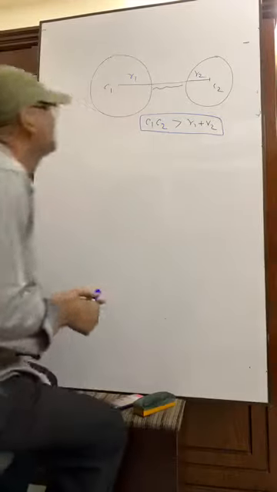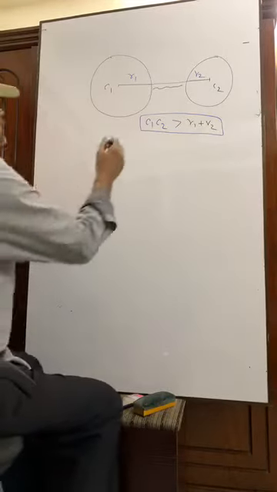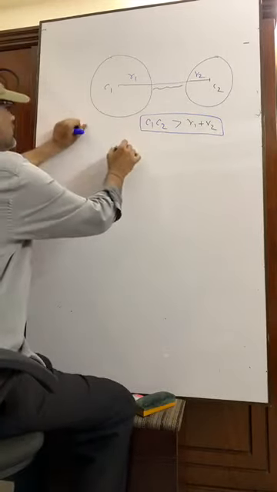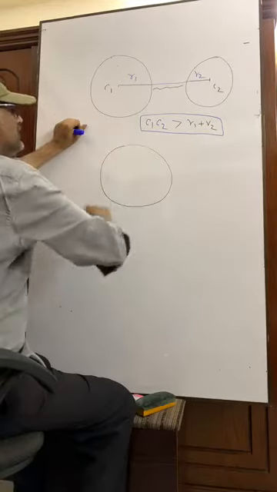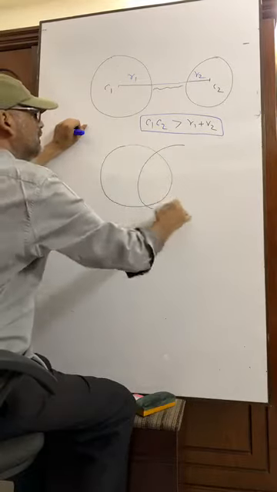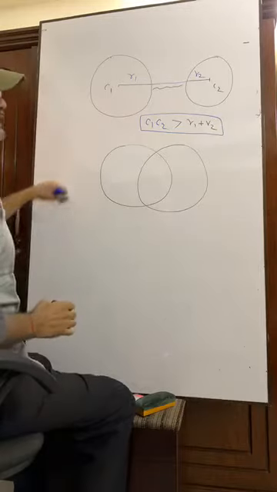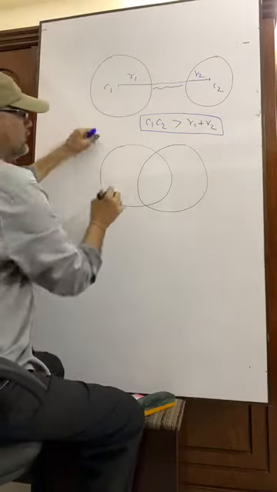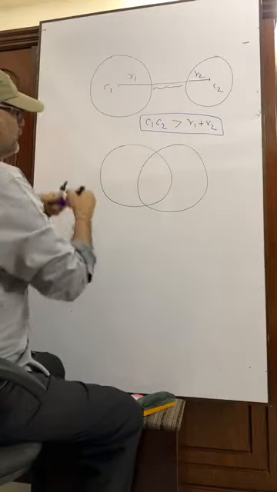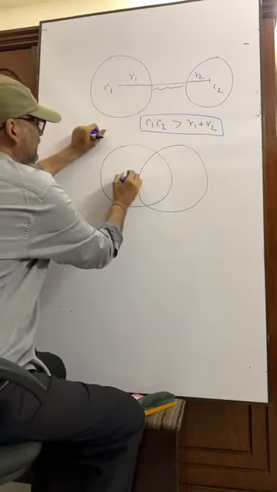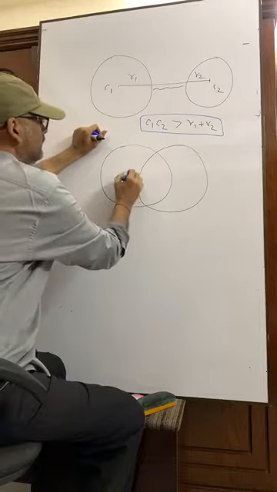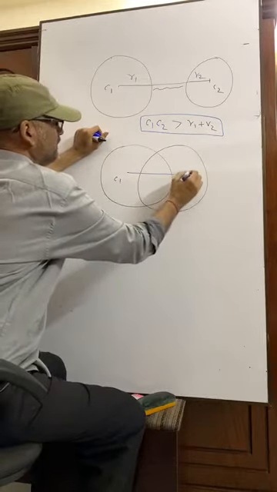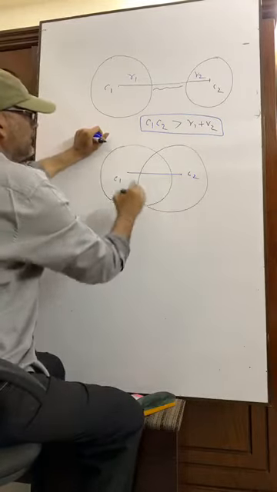But the question may be given like this. What is the condition? Can you tell me? Suppose this is center C1, this is center C2.